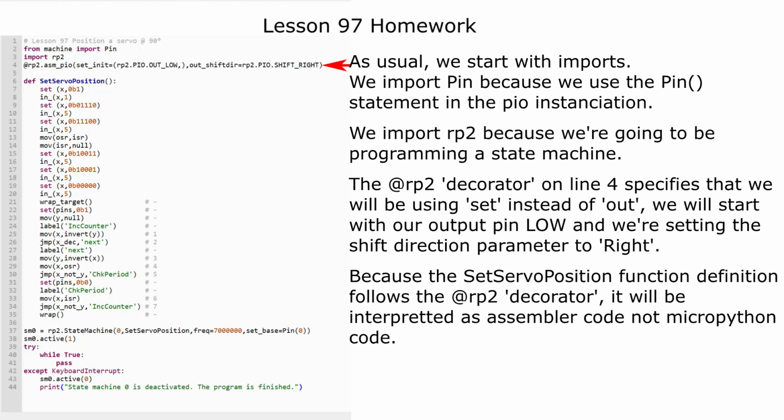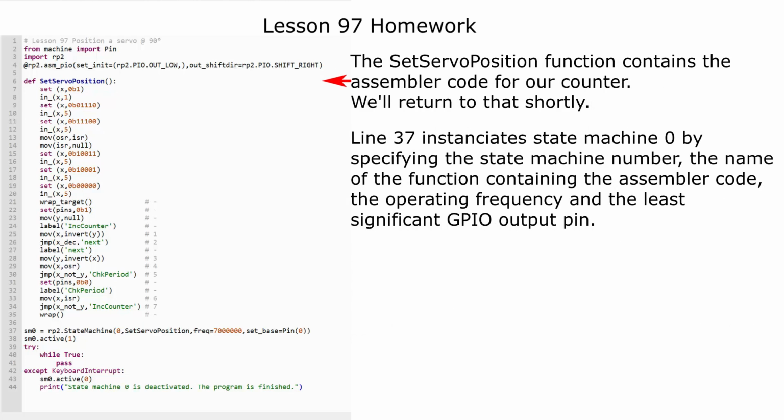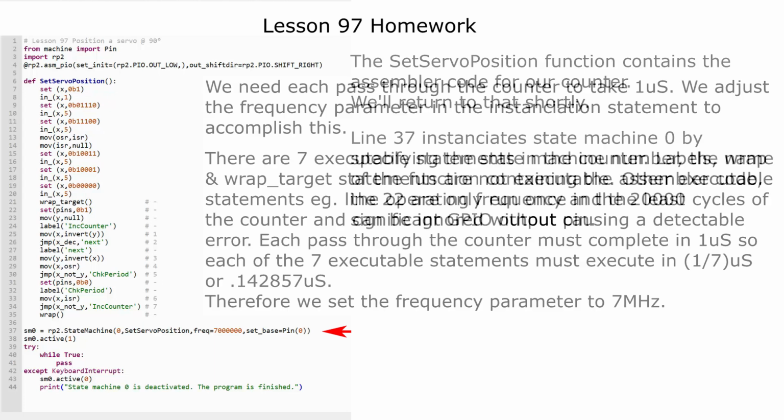Because the set servo position function definition follows the @RP2 decorator, it will be interpreted as assembler code, not MicroPython code. The set servo position function contains the assembler code for our counter. We'll return to that shortly. Line 37 instantiates state machine 0 by specifying the state machine number, the name of the function containing the assembler code, the operating frequency, and the least significant GPIO output bit.